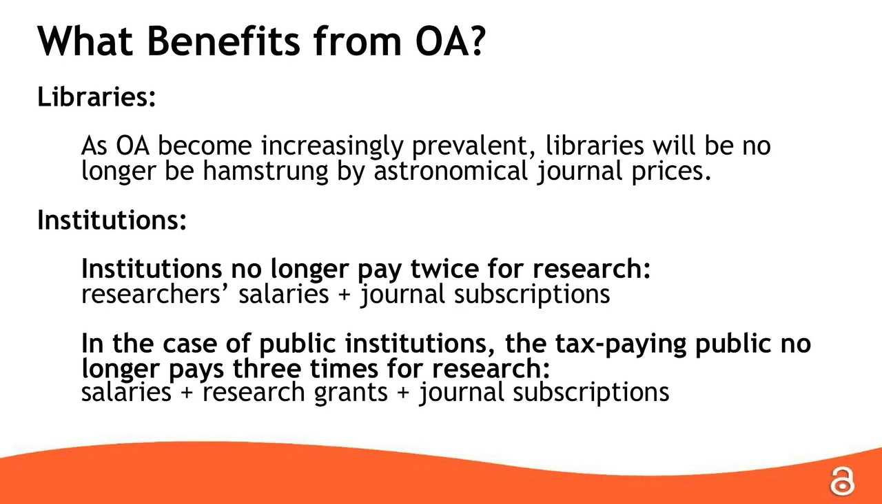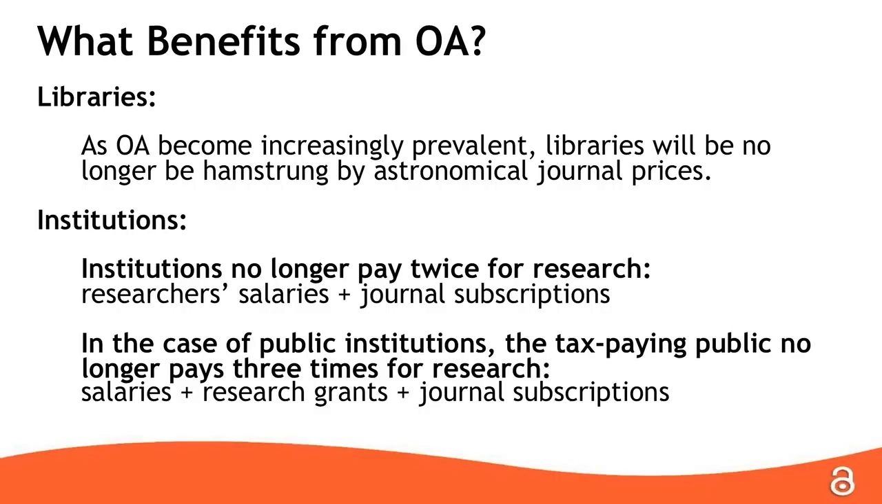When open access becomes sufficiently prevalent, libraries will no longer be hamstrung by the extremely high journal prices we discussed earlier. We're not there yet. It's going to take quite a while before this can happen, but it can happen. And it's not just the libraries that benefit at academic institutions. It's the entire college and university.